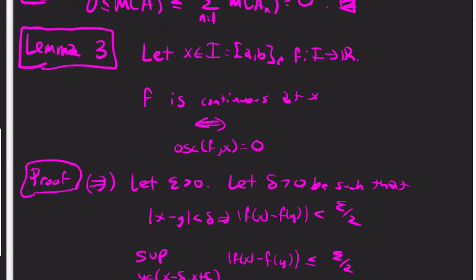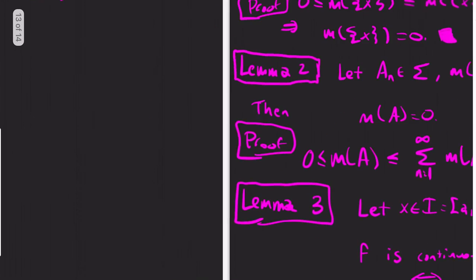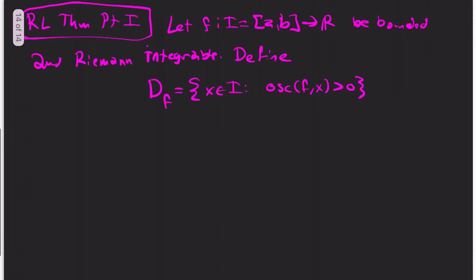But we want this alternate characterization. So if I flip that to greater than 0, that becomes f is discontinuous at x if and only if its oscillation is strictly greater than 0. And so then the conclusion is that the measure of the set of discontinuities is 0. So basically, the set of discontinuities is super small.